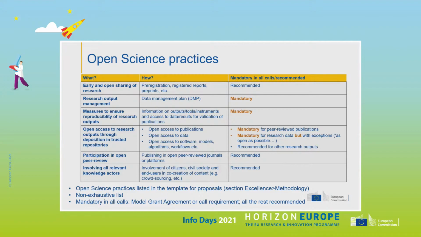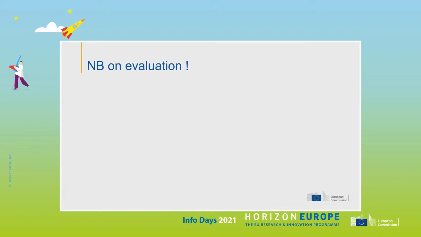Here you can see, in the template for proposals, there is a list. Of course, it's a non-exhaustive list of recommended open science practices. And you can see early and open sharing of research, open access to research outputs beyond publications and data, participation in open peer review, or the involvement of citizens, very importantly. Next slide, please. Nota bene on evaluation.